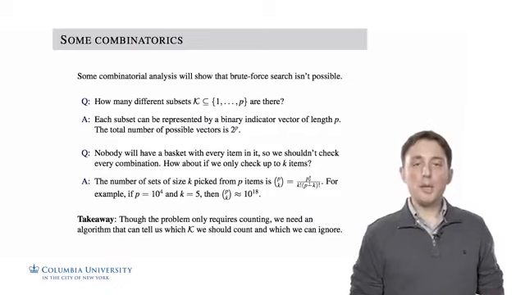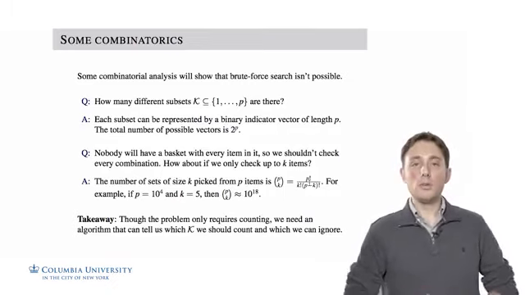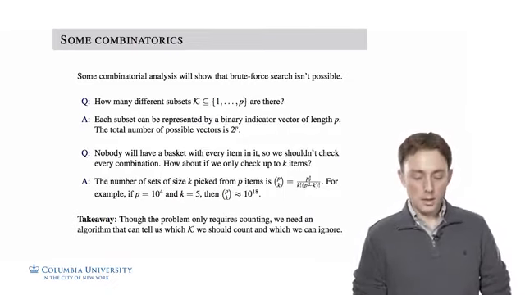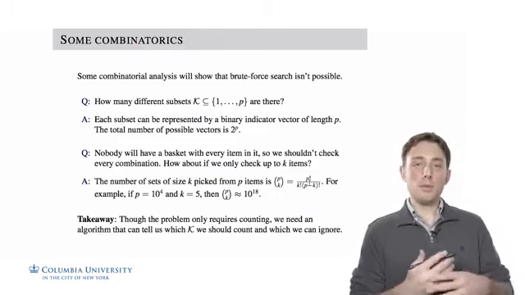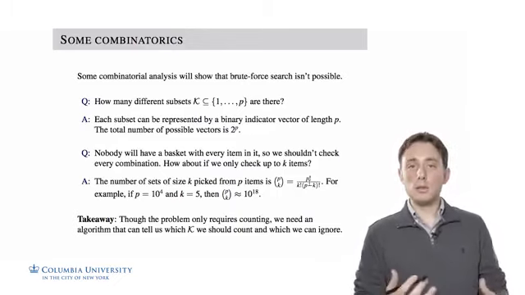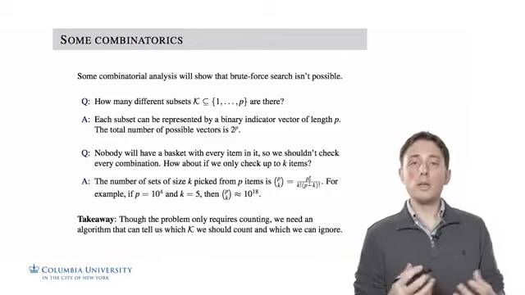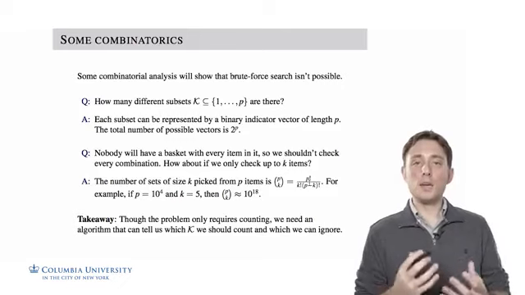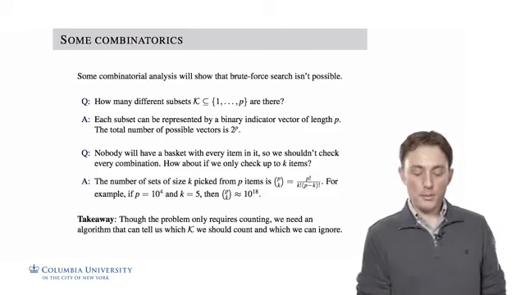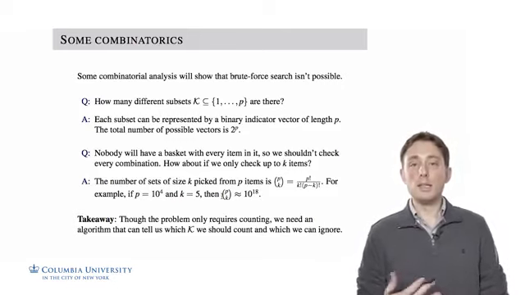For example, if p is 10,000, so if there are 10,000 total objects, and k is only 5, meaning that, for example, if a store has 10,000 total objects for sale, but we're only going to check subsets of 5 objects as being of potential interest, then p choose k is still 10 to the 18.